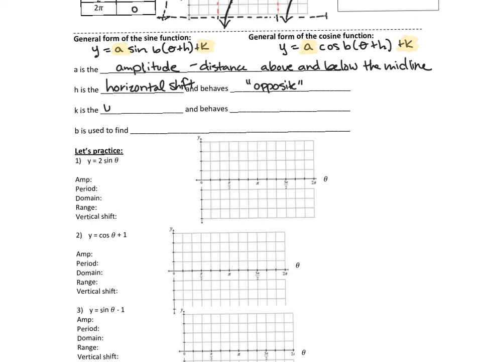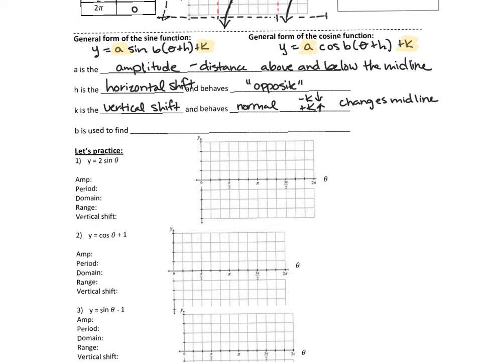K is my vertical shift. We'll be doing this. And just like last year, it behaves normal. It behaves just like what you see. If your value is a negative, like a -3, it means your graph is shifting down. If your value for K is a positive number, your graph shifts up. This basically changes my midline. So this is how I shift my graph.